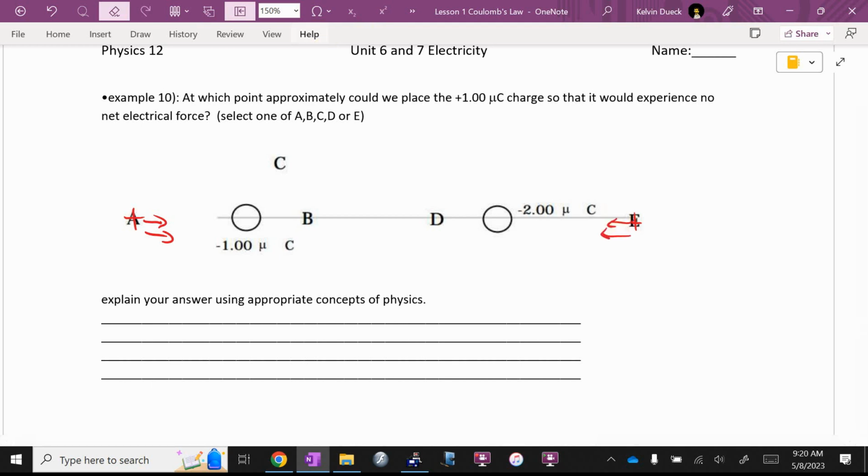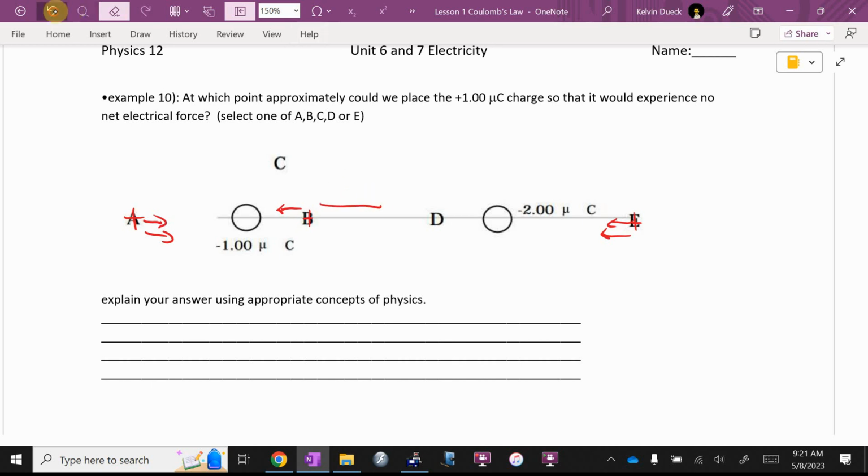In fact, where do you think it might be? Either which two letters? Where do you think the force might cancel out? Which 2 letters are looking likely? B or D. So let's put a positive right here. Eric, this would get pulled to the left. This would get pulled to the right.